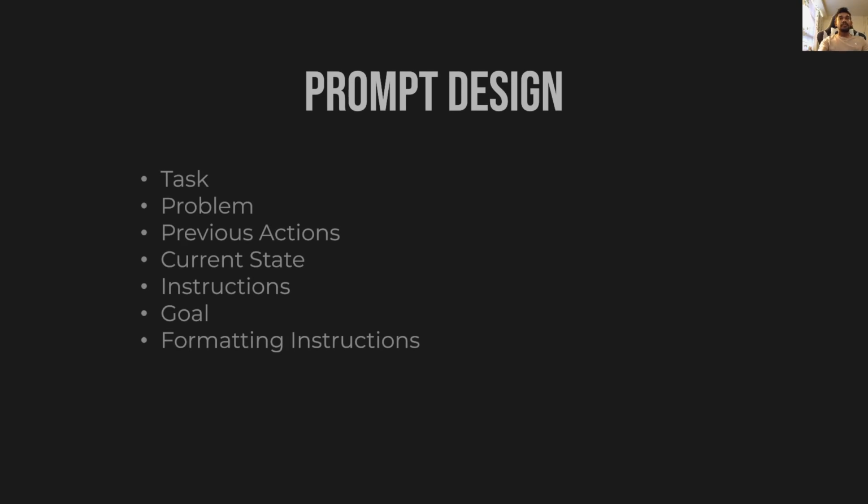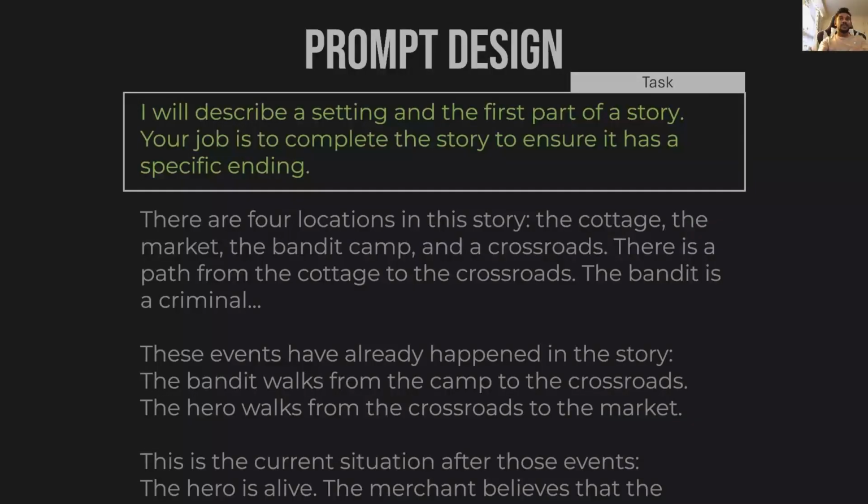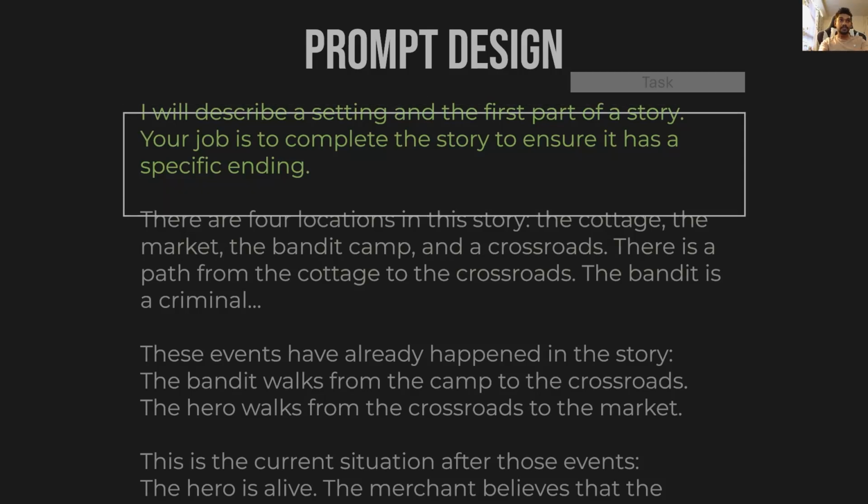And we can break down this prompt into 7 parts. Here's an example of a prompt that we use. The problem statement and the current state have been shortened to fit on the screen. The first section is the task section. In this section, we tell the LLM its purpose is to complete a story. This text is the same for every prompt across every problem.